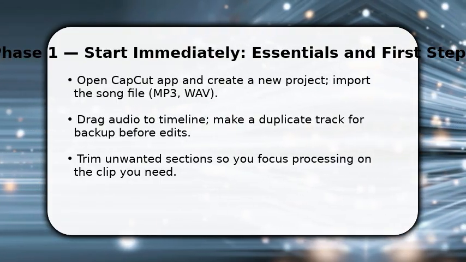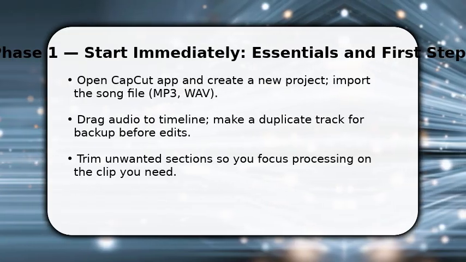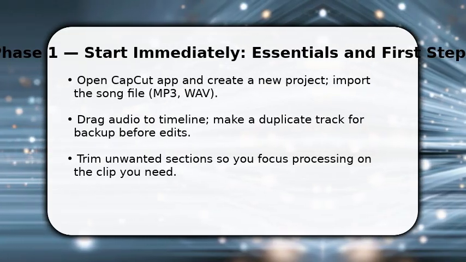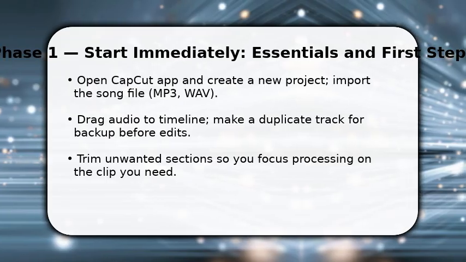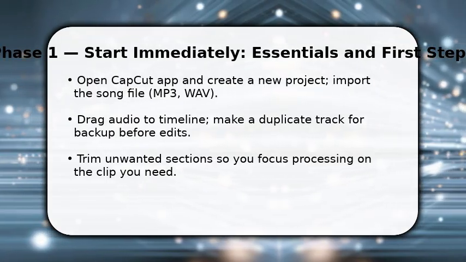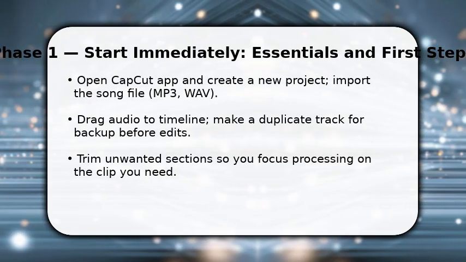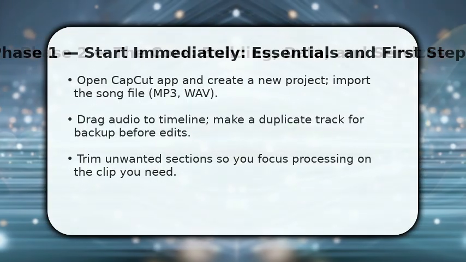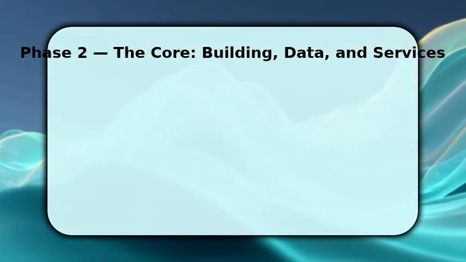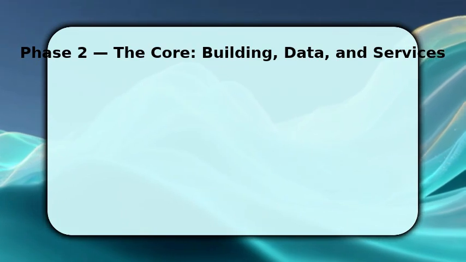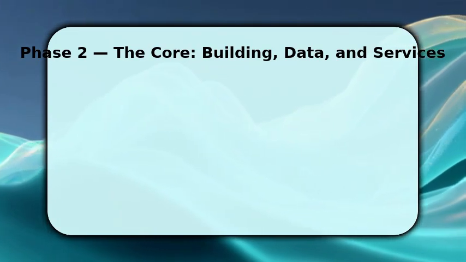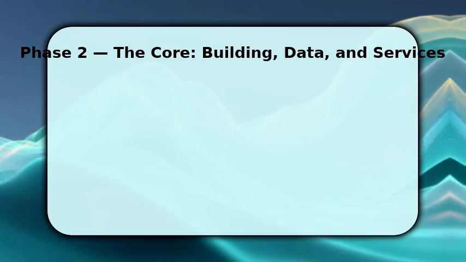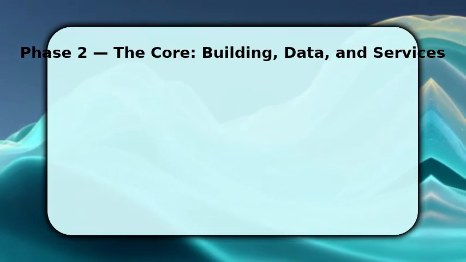Make short trims to isolate the verse or chorus you need removed. This reduces processing time and keeps the AI focused on a smaller segment, which improves vocal separation quality and reduces artifacts later. You then open CapCut's audio tools and apply the dedicated vocal removal effect, sometimes called vocal remove or vocal isolation, because it runs AI separation on the clip.